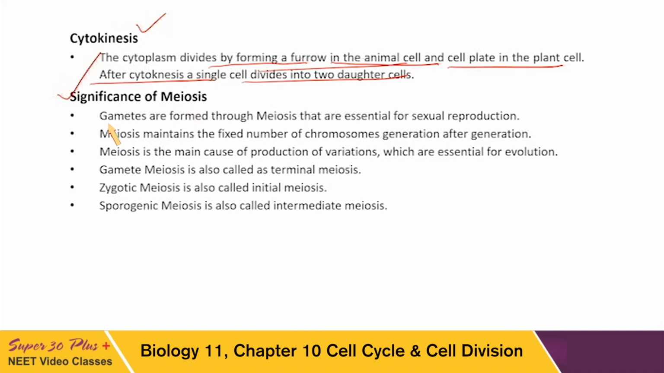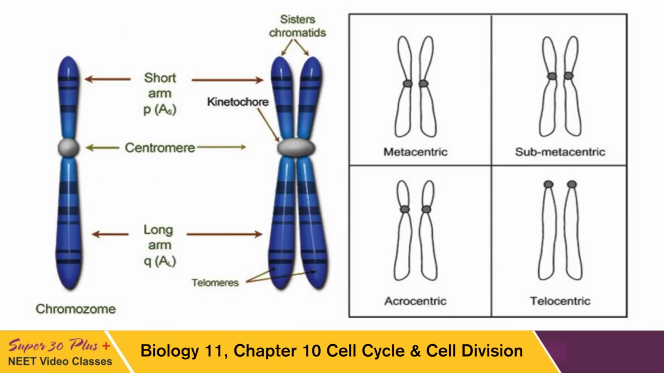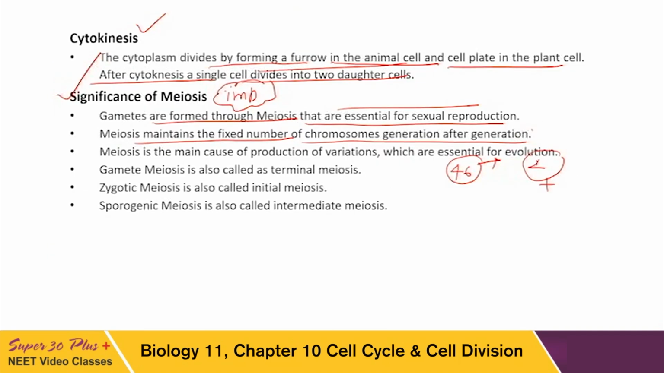Yes, gametes are formed through meiosis, and gamete formation is essential for sexual reproduction. This part is very, very important. You have to pay extra attention to this. Meiosis maintains a fixed number of chromosomes from generation to generation. What do we mean by this? Let the human male have 46 chromosomes. The female also has 46 chromosomes.